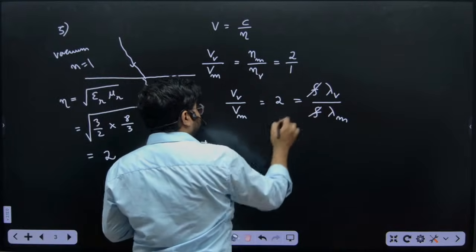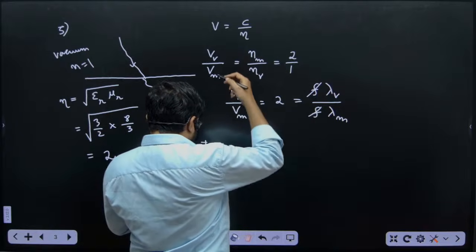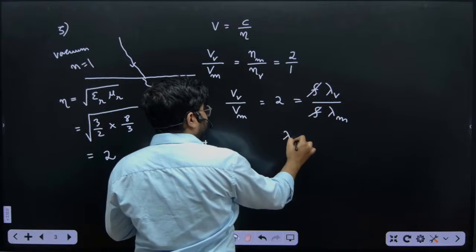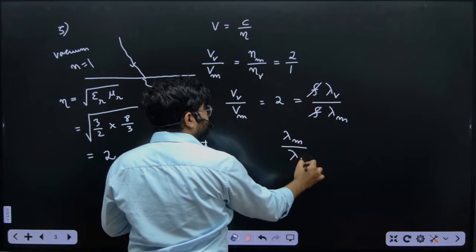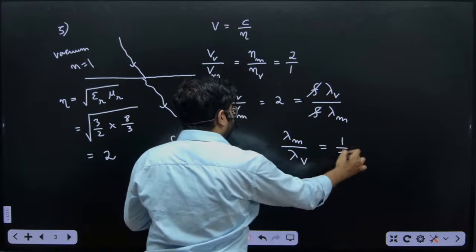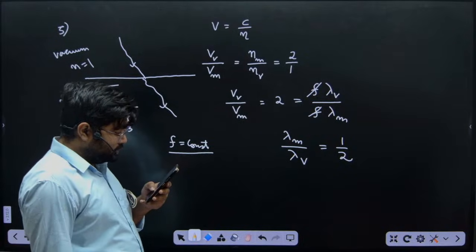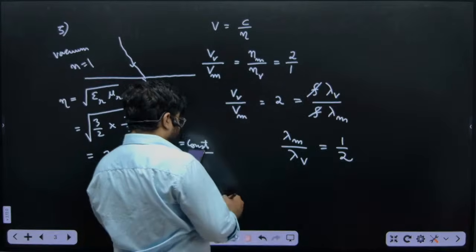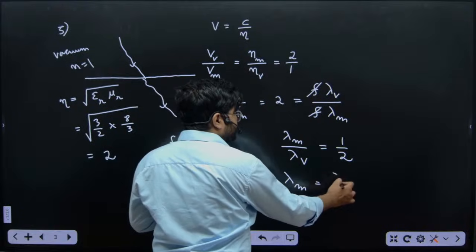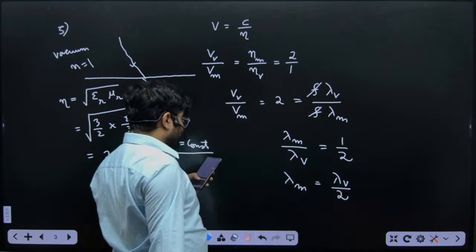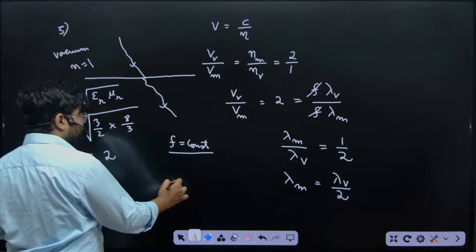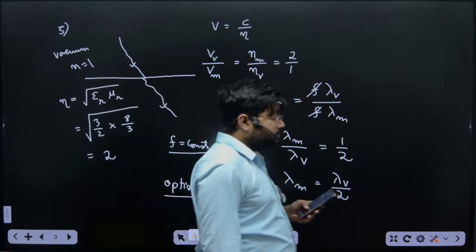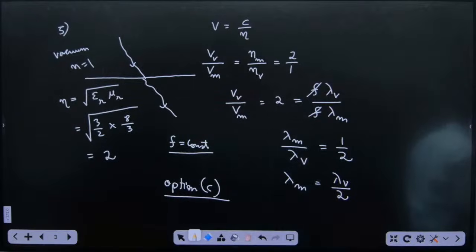So from vacuum into dielectric medium, wavelength in medium by wavelength in vacuum will be 1 by 2. So wavelength is halved and the frequency remains unchanged. So option C should be the correct answer. I think option C should be the correct answer here.